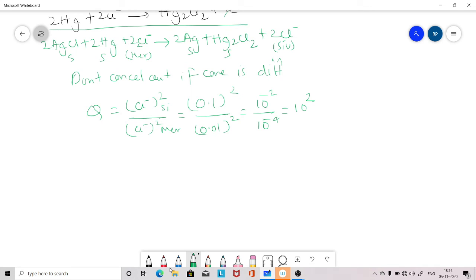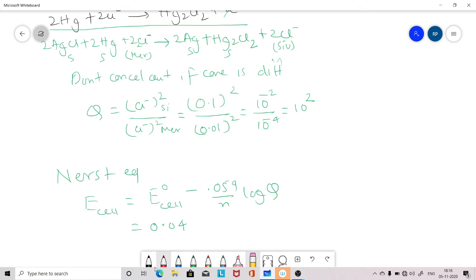So let's write the E cell value using the Nernst equation. E cell is equal to E naught cell minus 0.059 upon n log Q. E naught cell is 0.04, that we have already calculated. So it is minus 0.059 upon 2 log 10 to the power 2. So this is your equation.